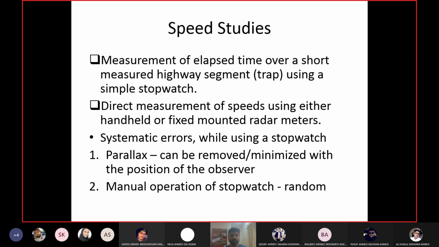If you are using the stopwatch, there can be two types of errors in your observation: parallax or random error. Parallax is the error which is caused because of the position of the observer. If you are using a stopwatch, that means you have a trap length and you are trying to see when the car enters the trap length and leaves it. Sometimes because of your position, your line of sight is not looking straight at the road or straight at the start and end points of the distance. I will show you later on with an example as well.